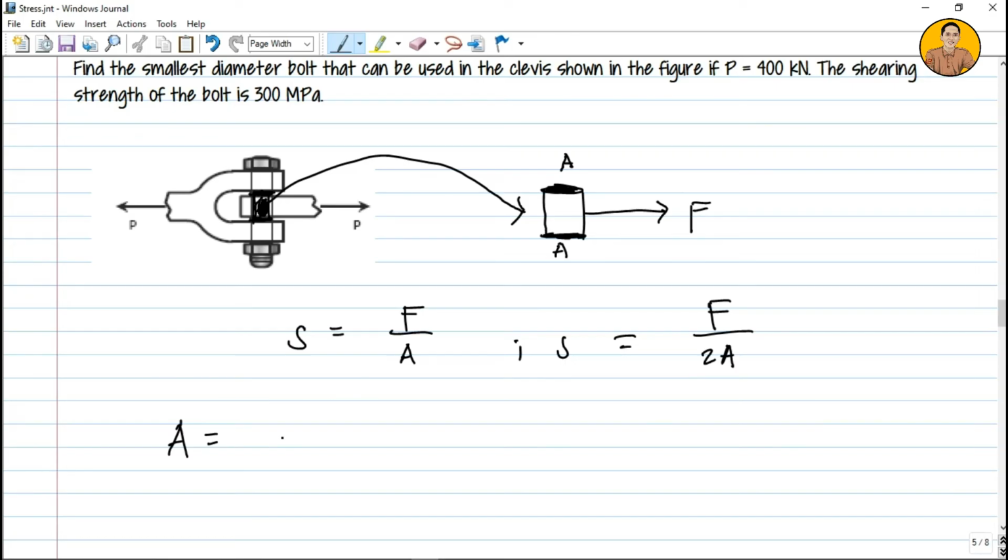So yung area natin is, since circle lang yan, so pi diameter squared all over 4. So pi d squared all over 4 if you are in terms of diameter, or pi r squared if you are in terms of radius. So mostly sa mga problem, ang given natin is the diameter. So diameter yung gagamitin natin. So S is equal to F all over 2 times pi d squared all over 4. So 2 times dahil, again, this is undergoing double shear based on this analysis.